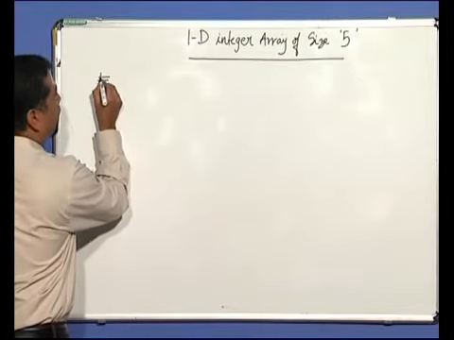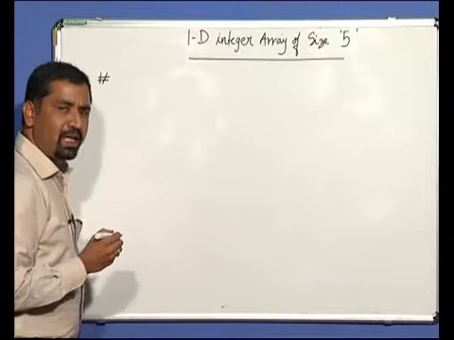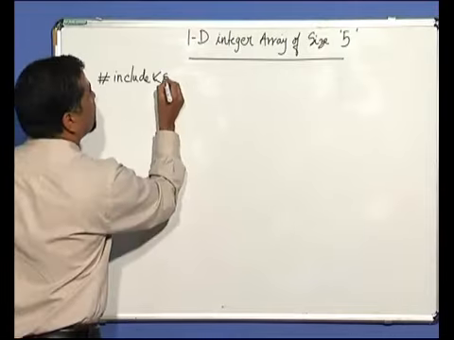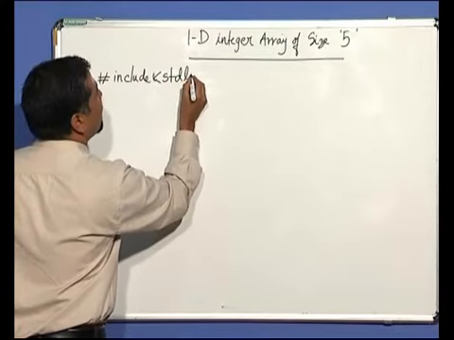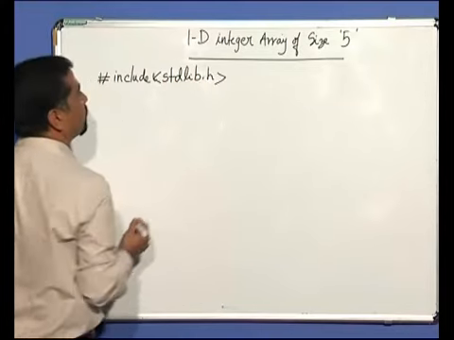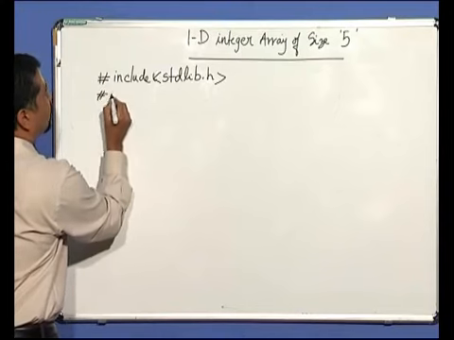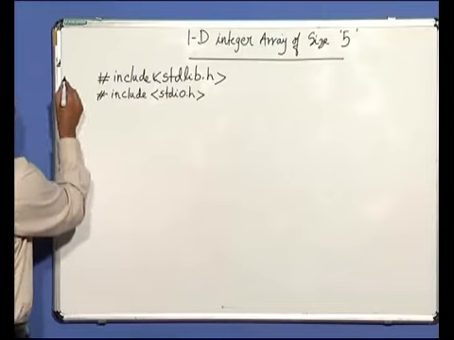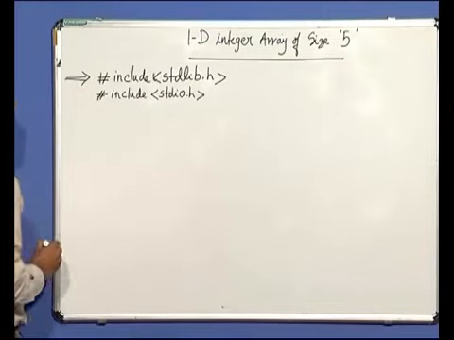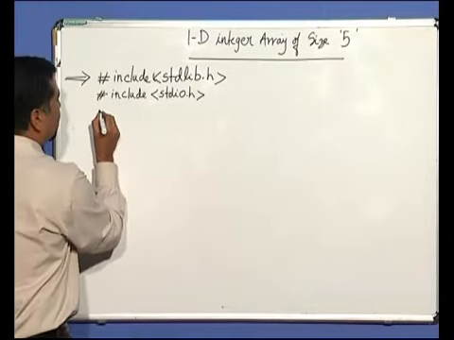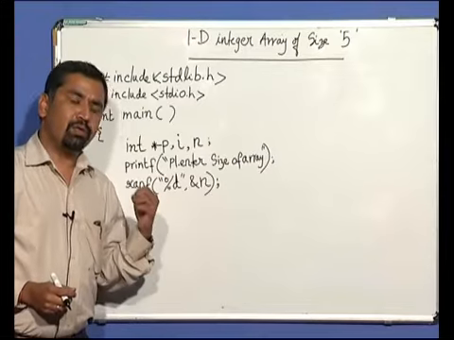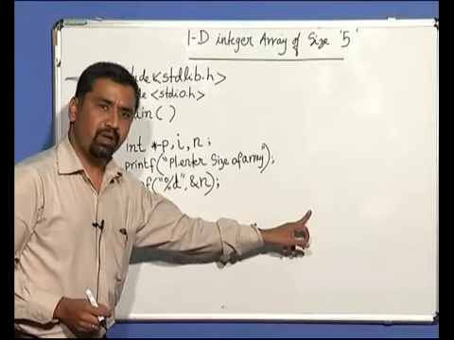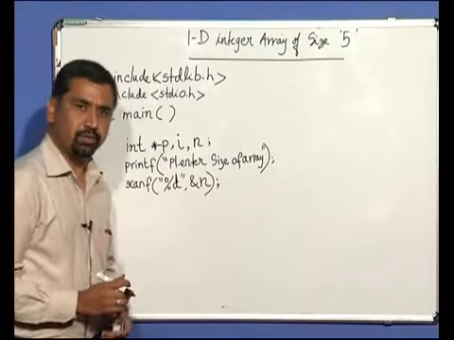Whenever we have to use these dynamic memory allocation functions, we need to include one additional header file which is stdlib.h, standard library, and of course the usual stdio.h. This is what you have to remember. Now let us start the main function. I want you to carefully look at the next line that I am going to write, which is going to make use of the malloc function.